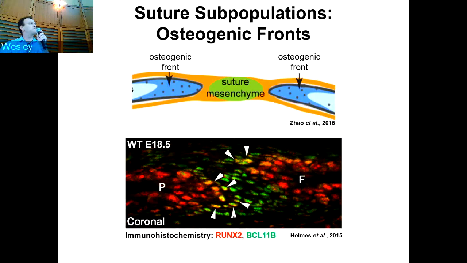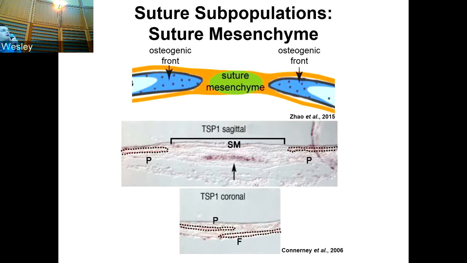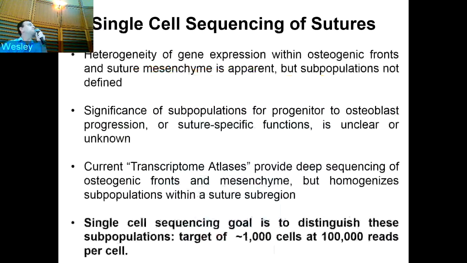And even more interesting, you can see in the literature that there are some gene expression patterns which are only a subportion of the suture mesenchyme. But there's very little of this reported and very little is known in general about this. In this case, it's thrombospondin, which is expressed in the sagittal and the frontal suture, but not, for example, in the coronal suture. So not only is it a subregion of the mesenchyme expressing this gene, but it's also suture specific. So there's heterogeneity of gene expression within the osteogenic fronts and in the suture mesenchyme, but it's basically not defined in the literature.